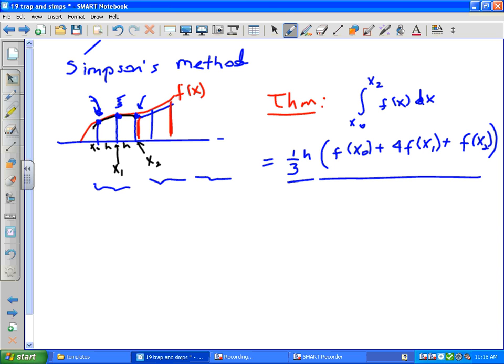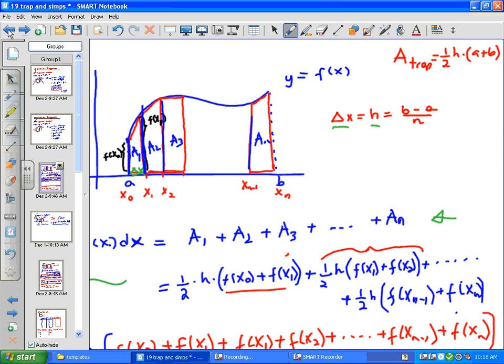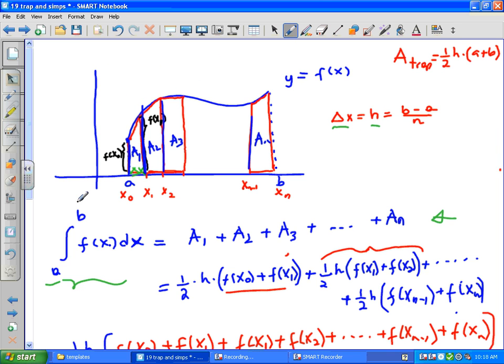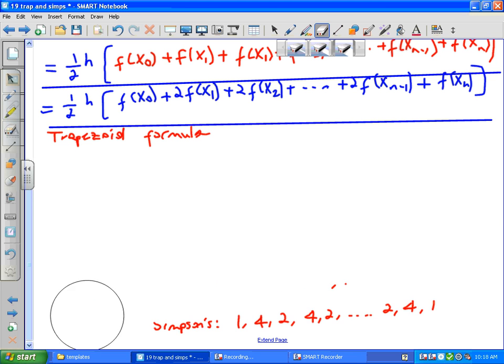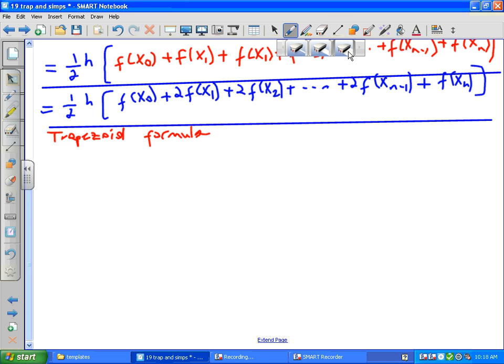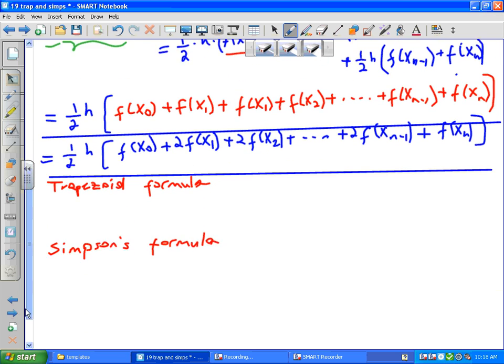The formula, for the same area as we had a moment ago. With Simpson's method, here is what the formula turns out to be. What I'm about to write is the Simpson's formula for the integral from a to b of the same region we were discussing earlier. So the integral from a to b of f of x dx.